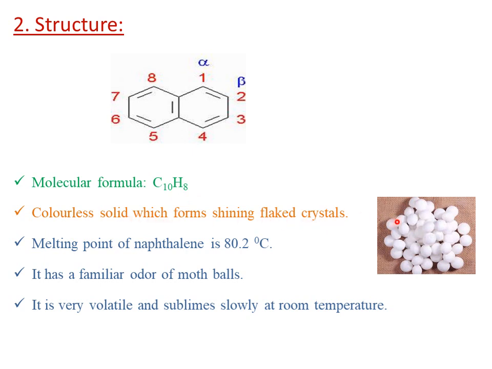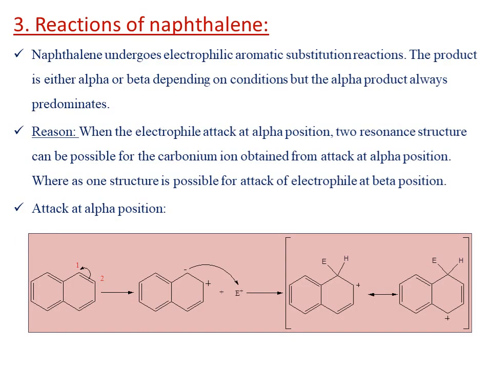As we have observed, naphthalene balls appear shiny in nature. What is the melting point of naphthalene? 80.2 degrees centigrade. The odor is similar to that of mothballs, and it is very volatile and sublimes slowly at room temperature. Because these balls are volatile in nature, they can easily evaporate at room temperature. This is the summary of the information about naphthalene.